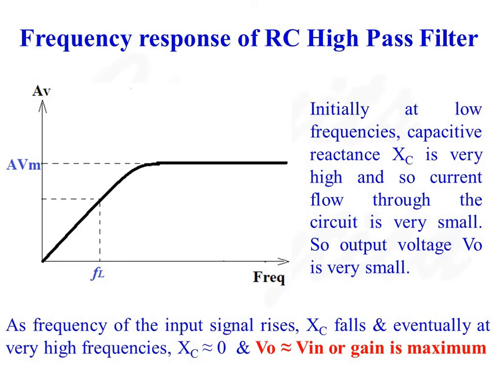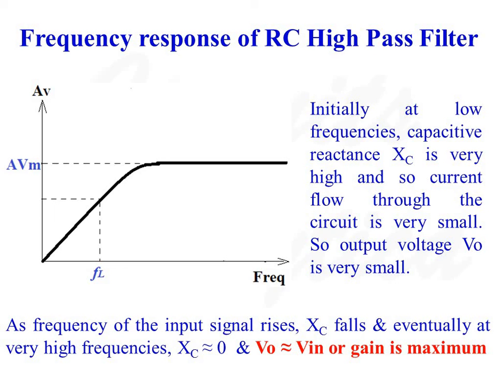Now let us discuss the frequency response of a high-pass filter. So this is the frequency response of a high-pass filter. As we can see, at very low frequencies, gain is very small. When frequency of the input signal is less than the cutoff frequency FL, gain of the RC high-pass filter is less than 70.7% of the maximum voltage gain.